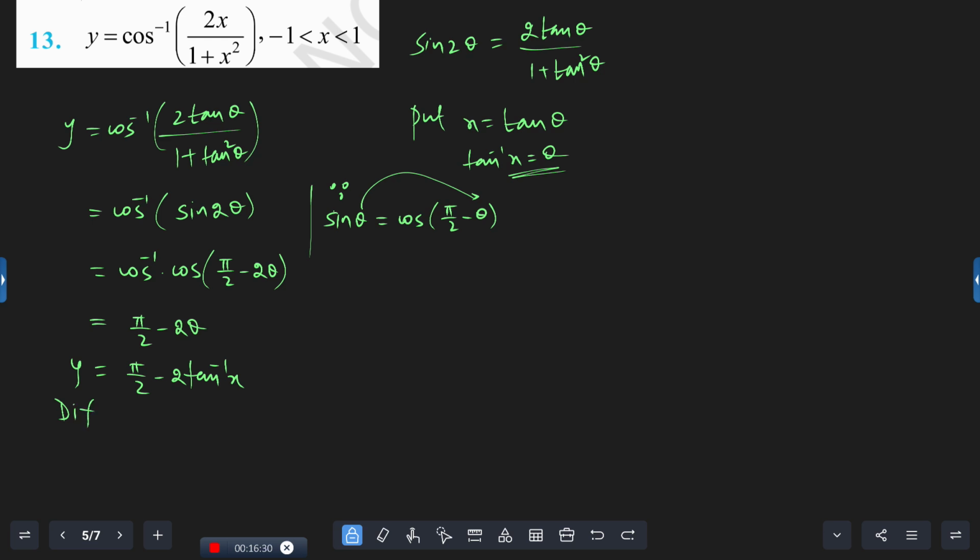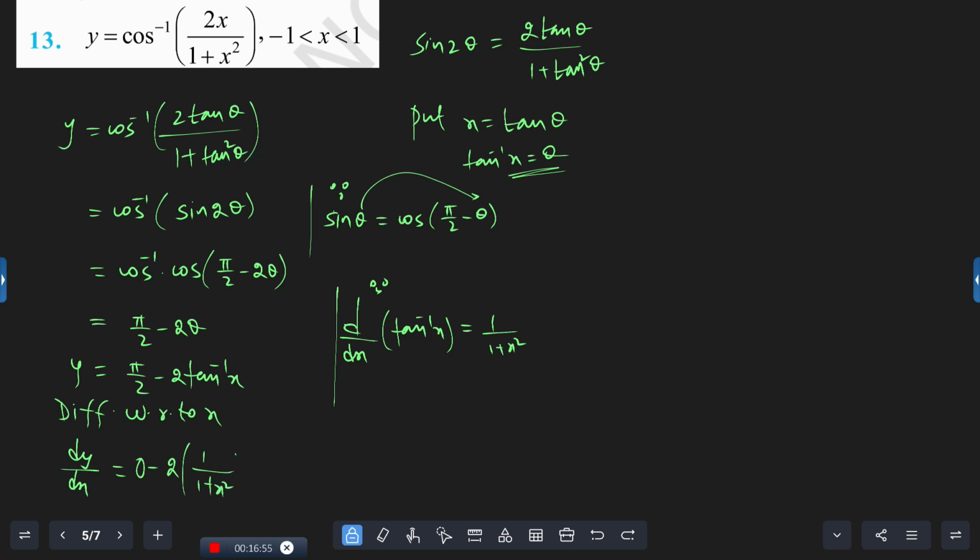So differentiate with respect to x on both sides. dy divided by dx is equal to the derivative of pi by 2, which is 0, minus 2 into the derivative of tan inverse. The derivative of tan inverse of x is equal to 1 divided by 1 plus x square. That formula I am going to use now. So what am I getting? Minus 2 divided by 1 plus x square. That's it.